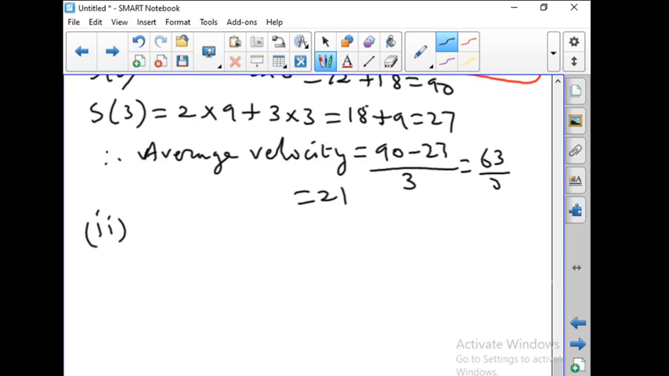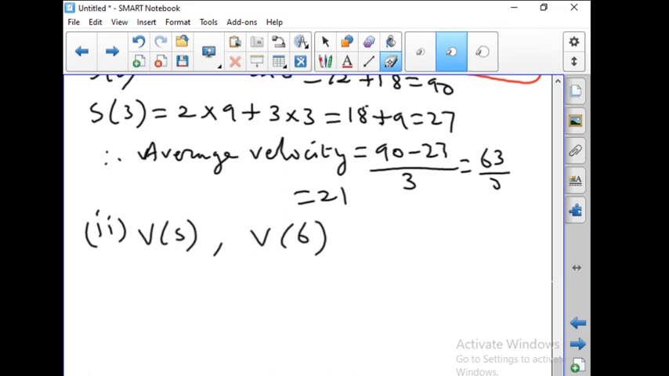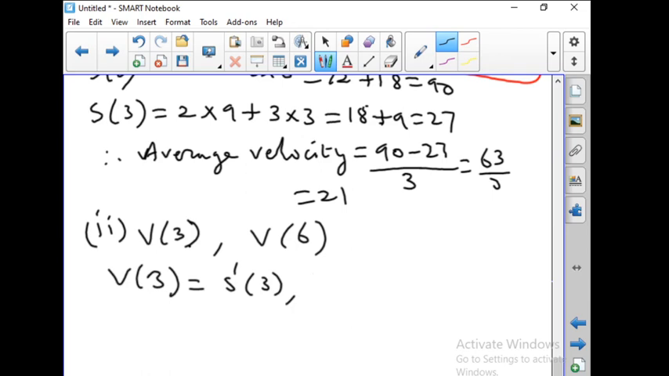Okay, so instantaneous velocity is nothing but v of 3 and v of 6 we have to find. Now here displacement is given. So we have to find velocity at time 3 and velocity at time 6. But what is v of 3? v of 3 is nothing but s dash of 3 and v of 6 is s dash of 6. So we have to find that first.